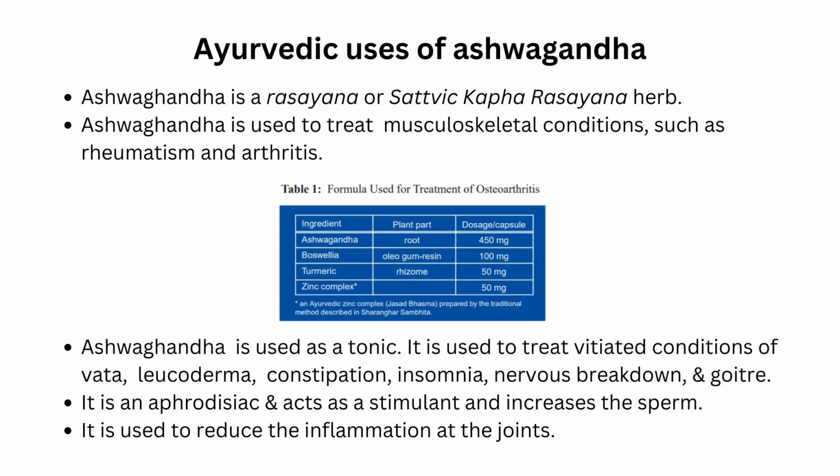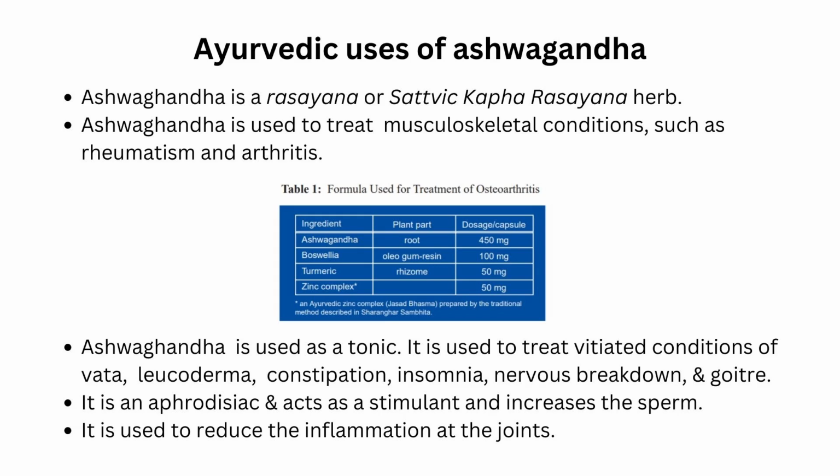Ashwagandha the tonic is also used to treat leukoderma or vitiligo, which is a skin disease that causes the loss of melanin and leads to skin whitening. The tonic can also be used to treat constipation. It can be used to treat insomnia, which is a sleep disorder. It can be used to treat nervous breakdowns, which are extreme mental and emotional stress. It can be used to treat goitre, which is a swelling of the neck from a large thyroid.